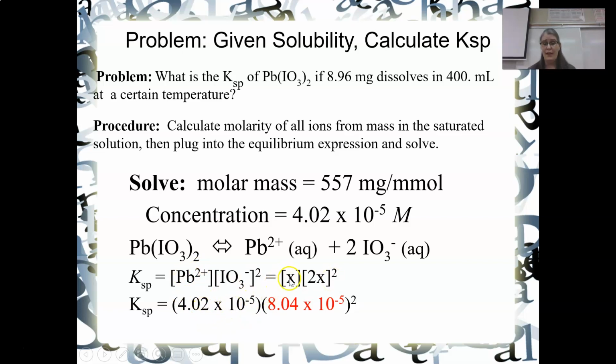I don't really need to find it to solve for x. I know what x is already. So the lead concentration is the same as the solubility. The iodate concentration would be twice the lead, and then I just square that. That's just a matter of plugging it into a calculator to get 2.59 times 10 to the minus 13th. And since this is a K expression, we can write that as a unitless number, assuming that the activity is the same as the molarity in a dilute solution.